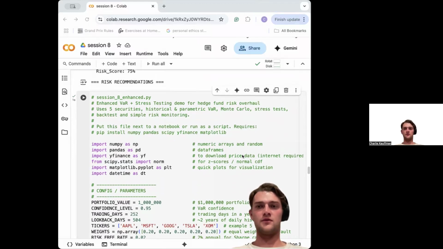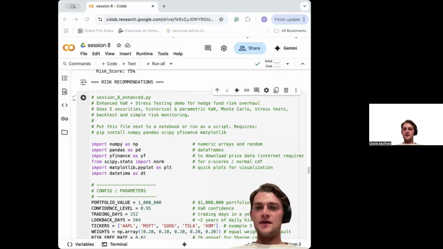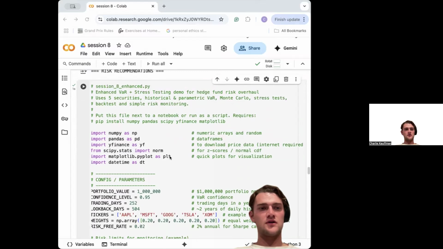Today I'll be walking through a full Python implementation of a portfolio risk system with value at risk and stress testing. We will read through the code together line by line, and I'll explain both the Python syntax and the financial meaning behind it. And then at the end, I will explain and interpret the data.